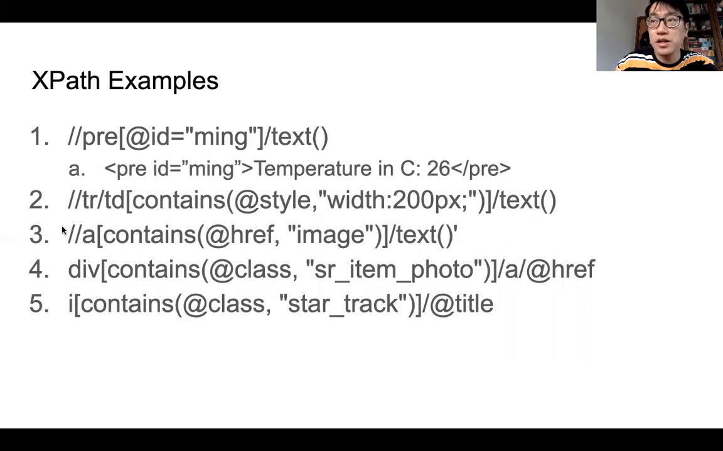Sometimes we will retrieve some text inside table columns or table cells, so we can use XPath to do so. This example is that we are looking for any table data or table cell whose style parameter contains 200 pixels. If we find this table cell, we get the text inside this tag.